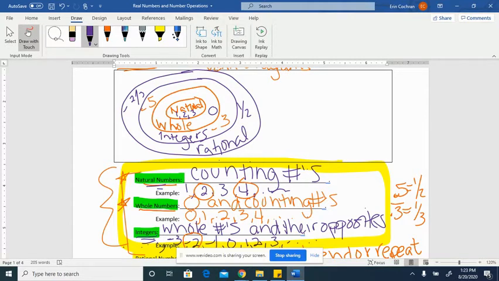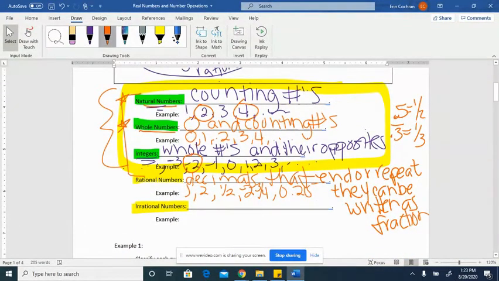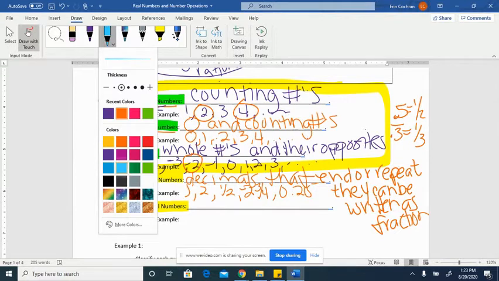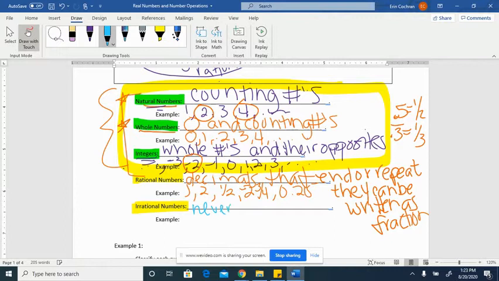Now, if a number's not rational, it is known as irrational. Irrational numbers are numbers that never end or repeat. So the biggest one, pi. Pi is 3.1415926, and so on. It keeps on going, never ends, nor never repeats.